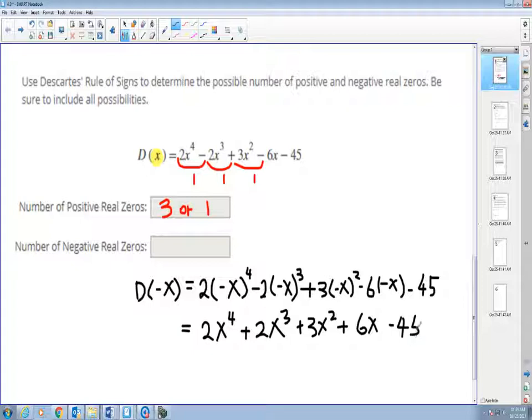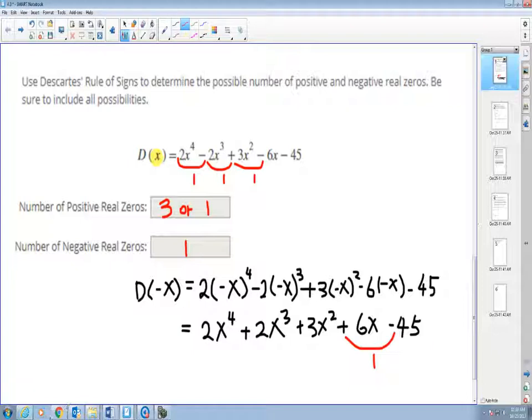So let's see how many sign changes do I have. Positive to positive, nope. Positive to positive, nope. Positive to positive, nope. Positive to negative is one sign change. So my negative real zero only had exactly one sign change. Okay, so that would be my answer.